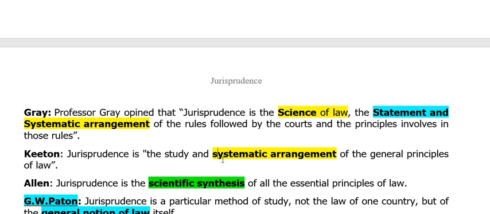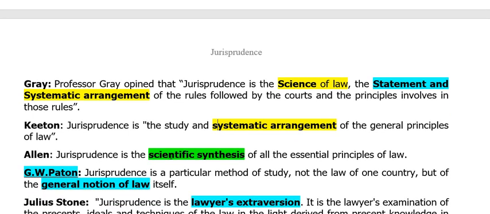Why am I talking about these words? Because at LLM level students are so mature that they can give their own definition of jurisprudence. But here the question is not to test the knowledge. Here it is just whether we are able to identify which definition is given by which philosopher. So here I am talking about only words.